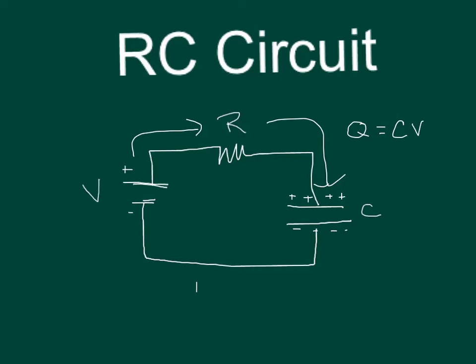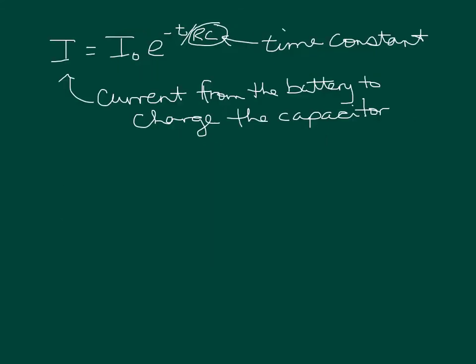And so what's going to happen is our capacitor is going to keep charging until the voltage on the capacitor is equal to the voltage of the battery. And then at that point, no more current will flow through the resistor. So there's some changing currents going on here. How does the current change throughout this whole process?